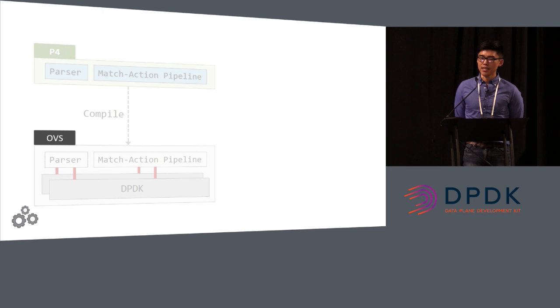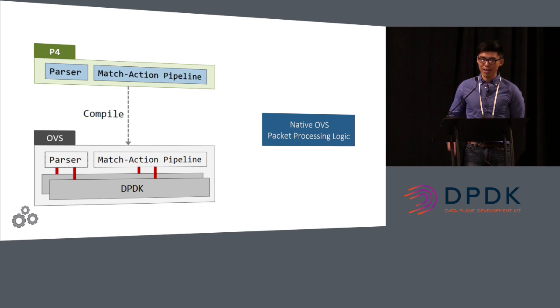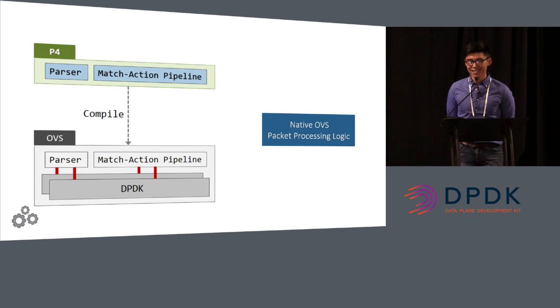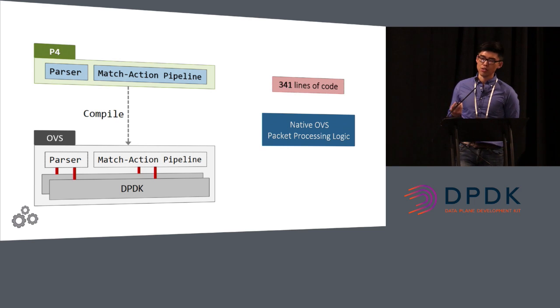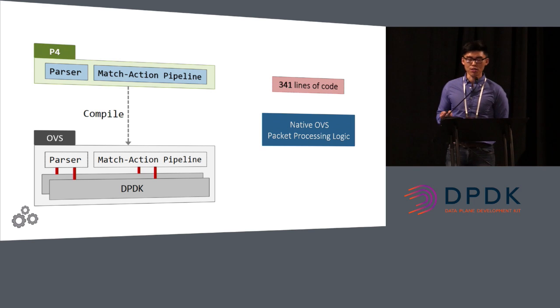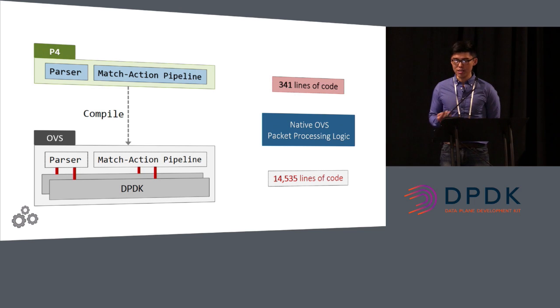And then for our underlying software switch, we use OVS. I'm just going to digress about the details of OVS. So given P4 to OVS, I'm going to tell you how easy it is to program in P4. For example, given the entire native OVS packet processing logic, we were able to specify it in just 341 lines of P4 code, as compared to 14,000 lines of native C code. So you can see how easy it is for, for example, a network engineer to just define the packet processing logic using P4.